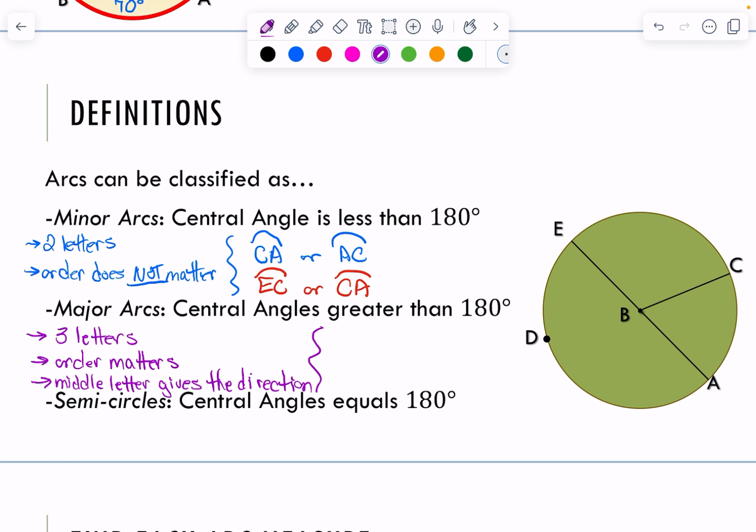So, for example, like I always like to say, the first letter is where you start. The second letter tells you the direction because you have to go through it. And then the third letter tells you where you stop. So, for example, if I wanted to, I could start at C. I could rotate around through D and stop at A. So that arc, that major arc, would be CDA.